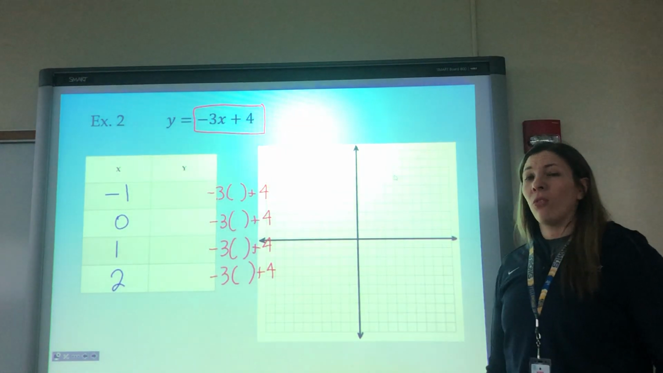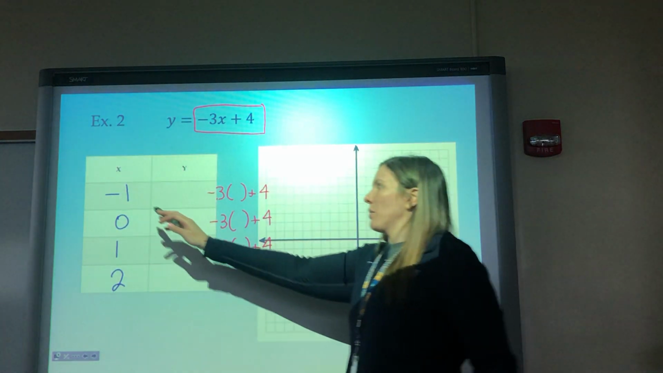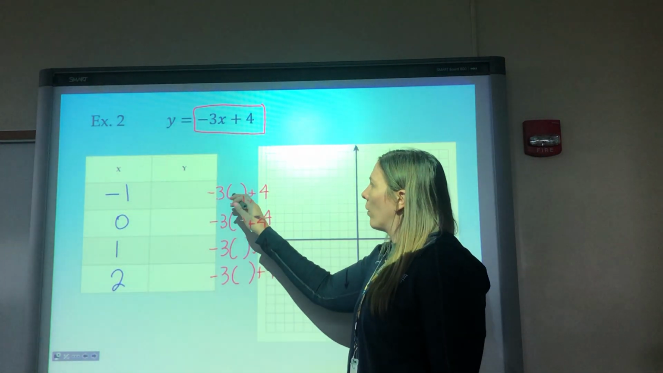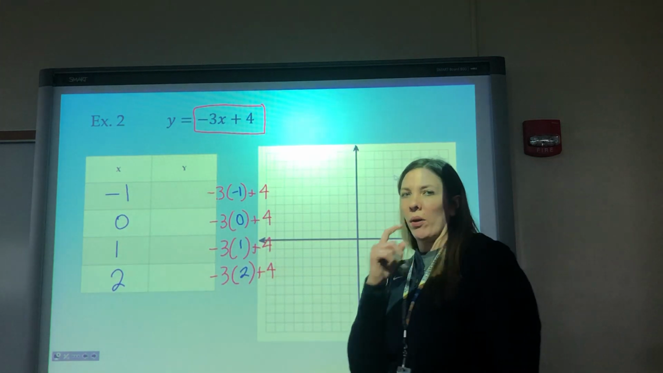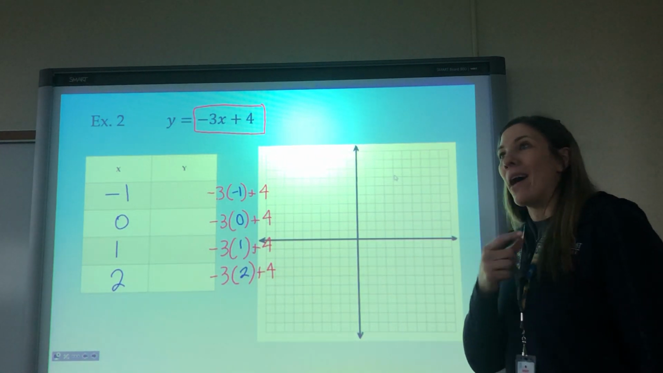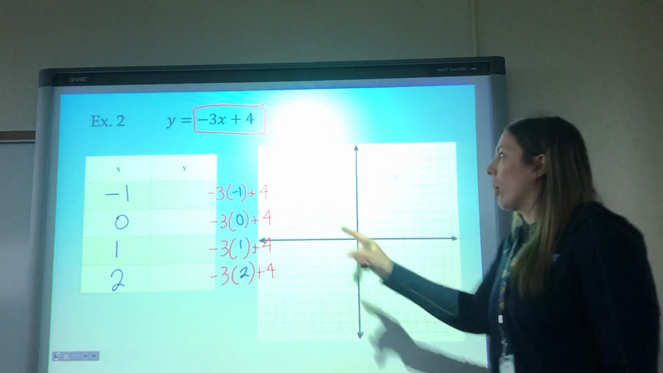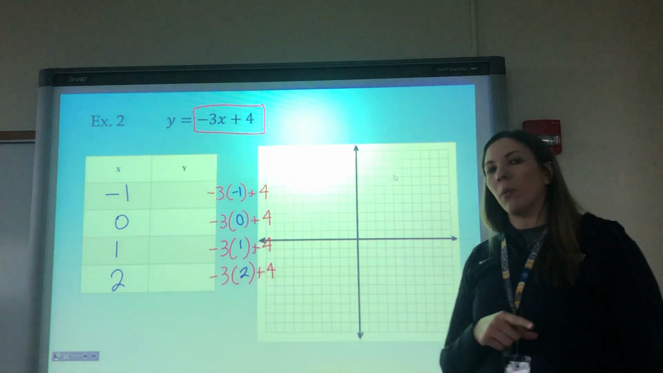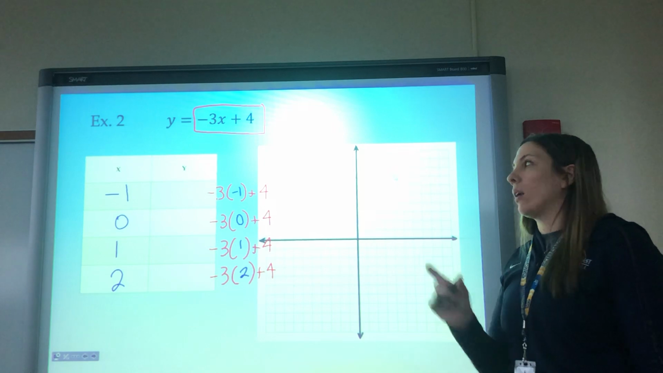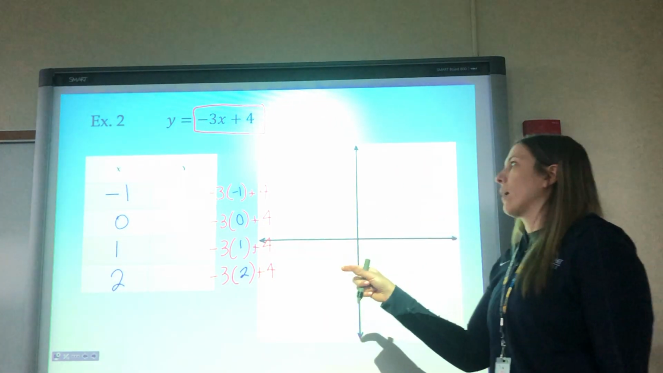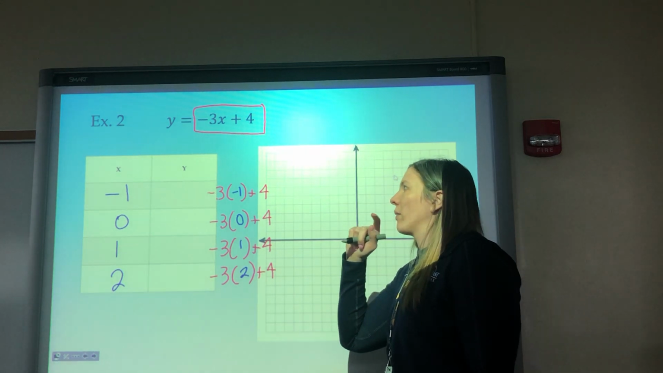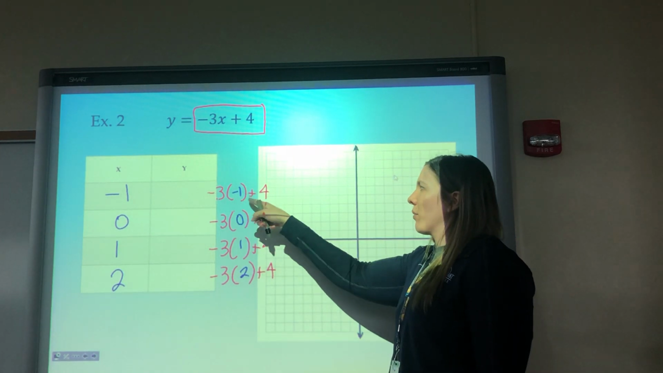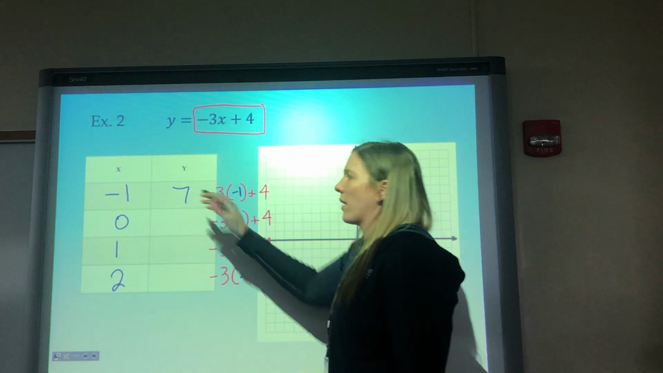Okay, so we're going to take our x values and now plug them in. So -1, 0, 1, and 2 goes in our parentheses. And now if you notice, all of these little expressions, it's kind of like what we just did in the warm-up problems, right? Multiply first and then add. So -3 times -1, that gives me +3, and +3 plus 4 is 7.